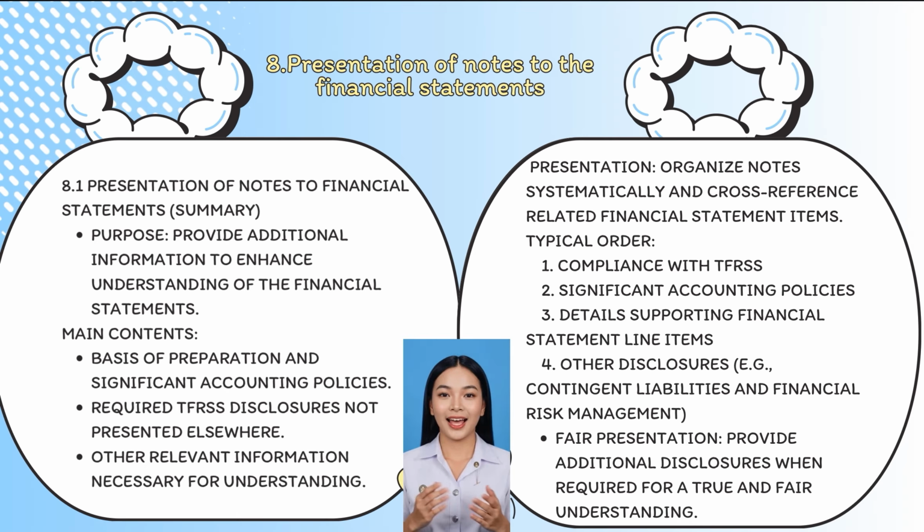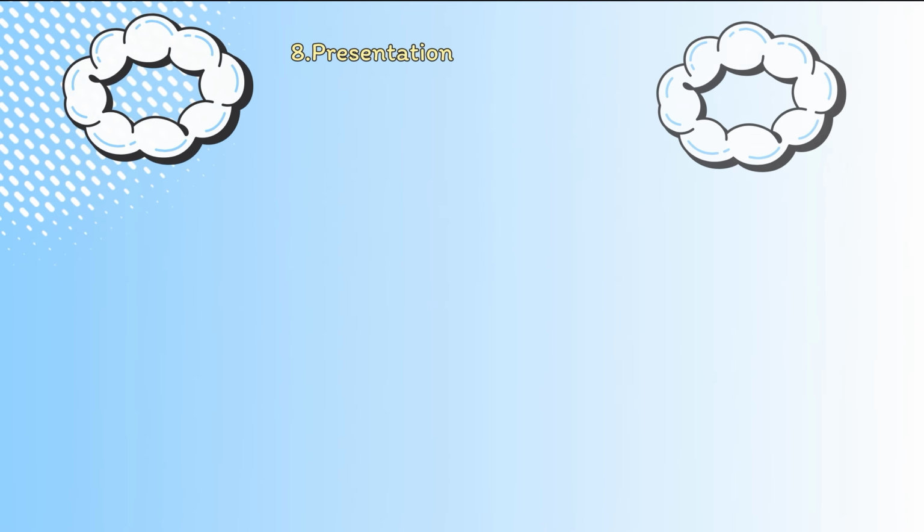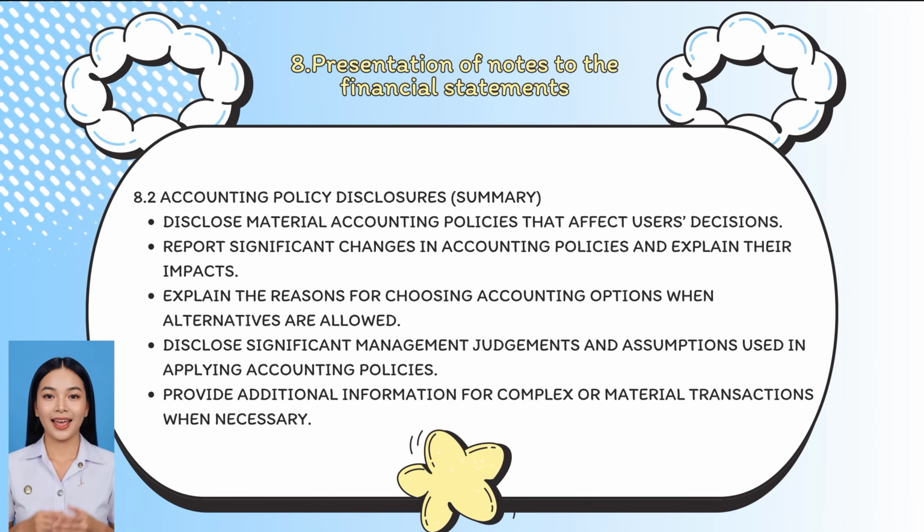The notes to the financial statements provide essential context to help users understand the figures. Purpose and contents: they detail the basis of preparation, significant accounting policies, supporting calculations for line items, and disclosures regarding risks or contingent liabilities. Key focus: they explain management's key judgments, assumptions, and reasons behind choosing specific accounting treatments.